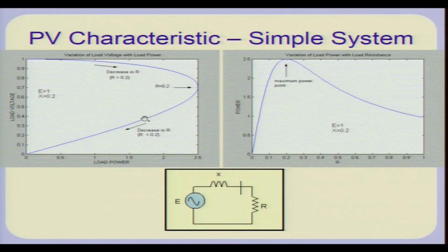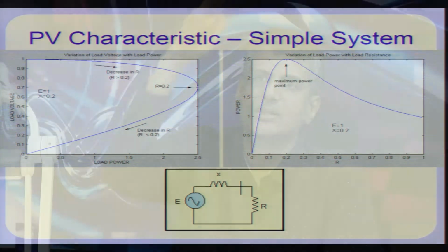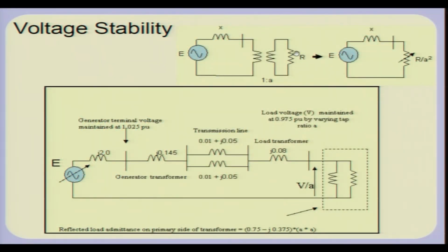So, if it does not know it is in this region, it may take exactly the opposite actions and end up reducing the power, and the voltage as well as the power will precipitously fall, and this is in fact called voltage instability. So, how can this occur? For example, suppose this resistance is connected to the system via a tap changing transformer. Let us say A is 1, so it is a 1:1 transformer. So, the reflected R will be equal to R on the primary side.